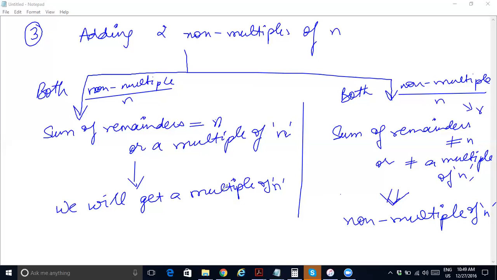Now let's see this. We take, for example, two numbers, 10 and 11. We divide 10 by 3, this will yield a remainder of 1, and 11 by 3 yields 2. 2 plus 1 is 3.